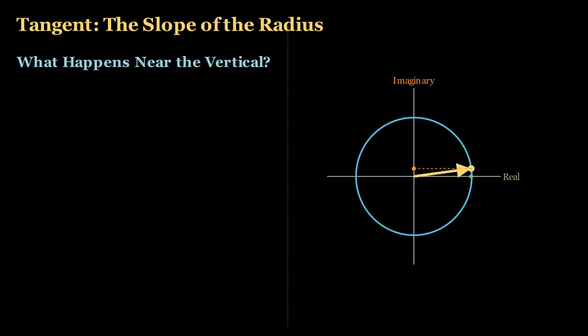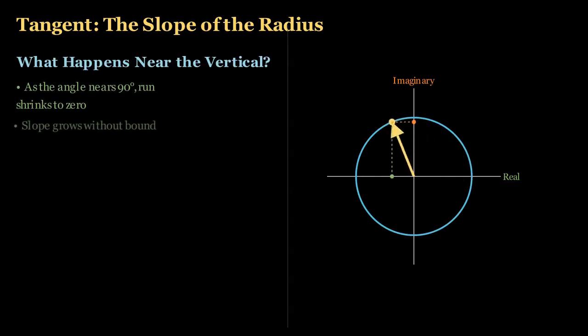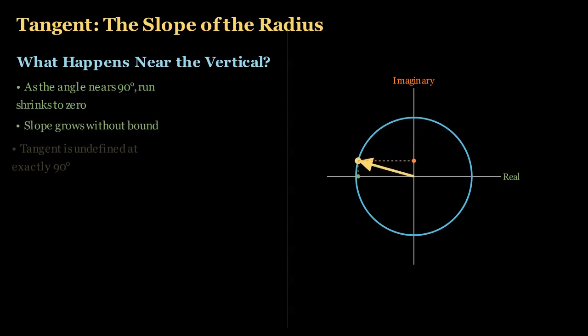Now watch as the angle approaches 90 degrees. The run, cosine, shrinks towards 0 while the rise, sine, stays near 1. The slope skyrockets, becoming undefined at exactly 90 degrees.